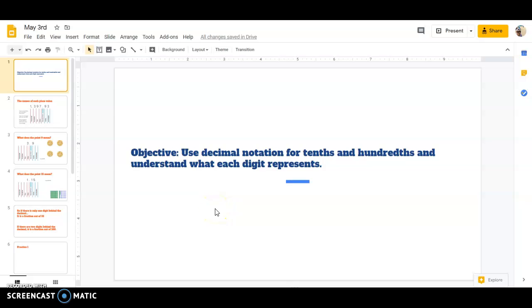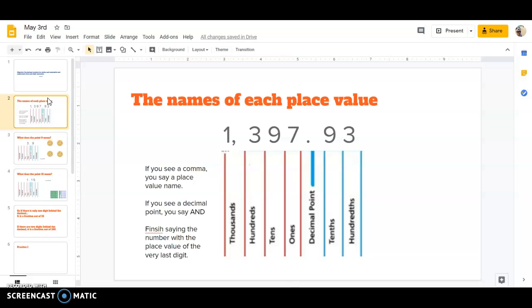Hello everybody. Today we're going to talk about decimal place values to the tenths and hundredths place. We're going to talk about what each digit represents. If we look at the names of each place value, we can see thousands, hundreds, tens, ones, the decimal point, tenths, and hundredths. The two places that we're talking about today, tenths and hundredths, in blue.